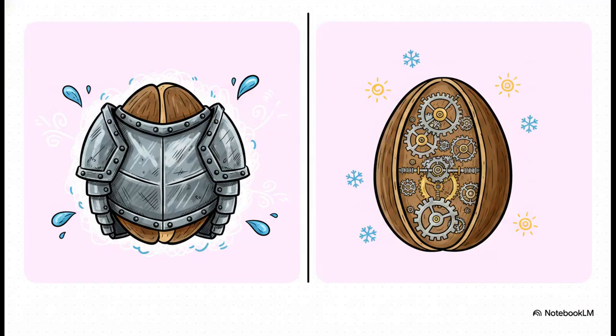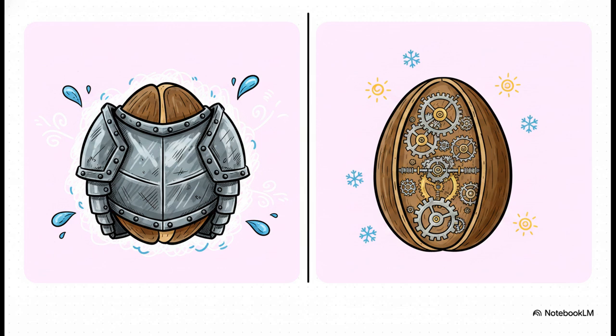To really get this, contrast the harsh external armor of Group 1 seeds with the invisible, delicate barriers of Group 3. Group 1 is intensely physical. It acts like a bouncer, just keeping water and gases out. Group 3, on the other hand, is highly physiological. It functions much more like an internal alarm clock.